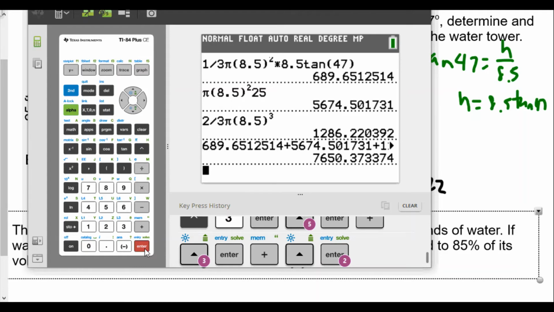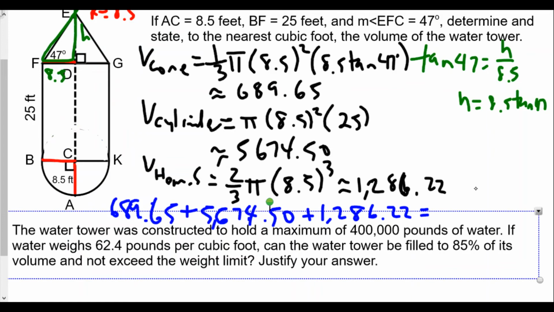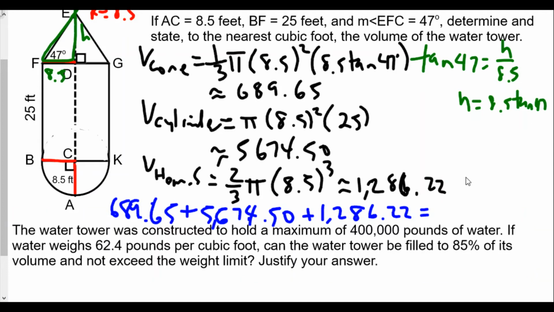We're going to get 7,650.37, which rounded to the nearest cubic foot will be 7,650 cubic feet. This is rounded to, again, the nearest cubic foot. Now, will it matter if we take our decimals and then round from there? Let's take a look.